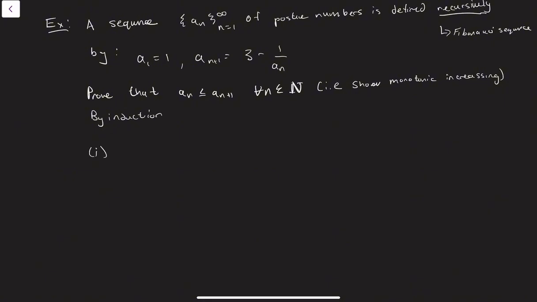So recall, if we're doing induction, we have our base case. Well, we need to prove that the first term is less than the second term. Well, a1 is equal to 1, and a2 is equal to 3 minus 1 over 1, which is equal to 2. So 3 minus 1 is equal to 2. We see that 2 is bigger than 1. Therefore, we can say that A1 is less than A2, which is good.